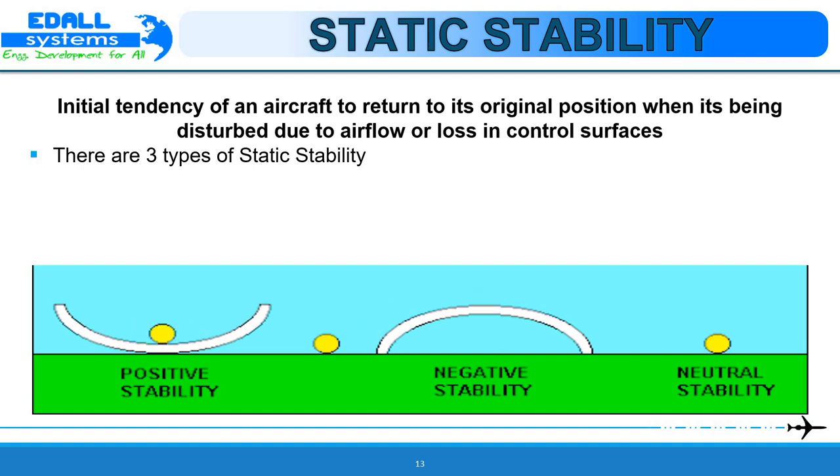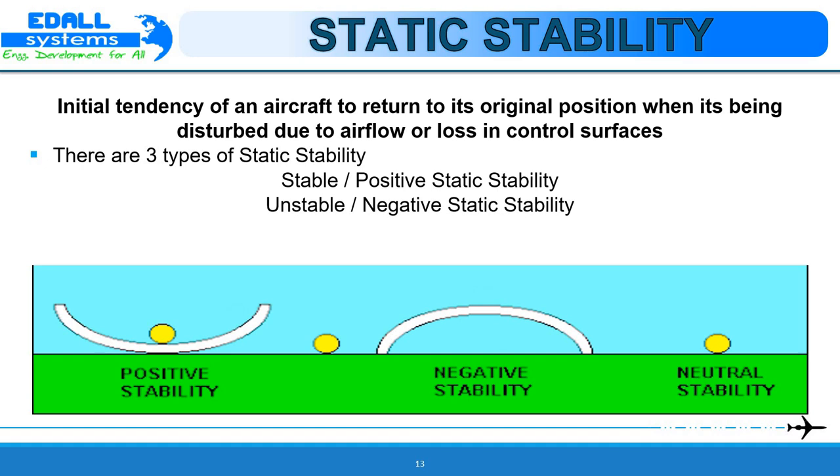Finally, imagine the marble on a flat horizontal surface. Its moments are zero. It is in equilibrium. If the marble is now disturbed to another location, the moments will still be zero and it will still be in equilibrium. Such a system is neutrally stable. Hence, we have stable or positive static stability, unstable or negative static stability, and indifferent or neutral static stability.